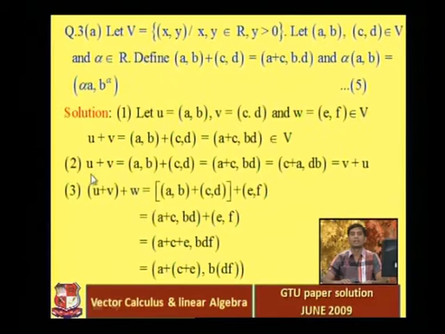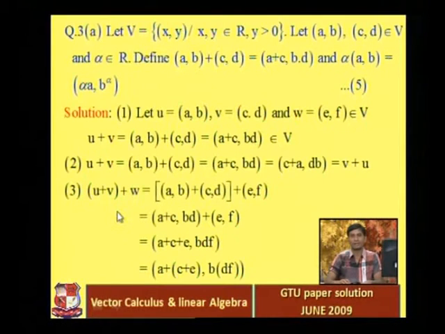Next, u plus v is equal to (a,b) plus (c,d), which can be expressed using this definition as (a plus c, b into d). Now a plus c can be written as c plus a, because real numbers have the commutative property, and b into d can be written as d into b. So this is equal to (c,d) plus (a,b), that is v plus u. So u plus v is equal to v plus u.